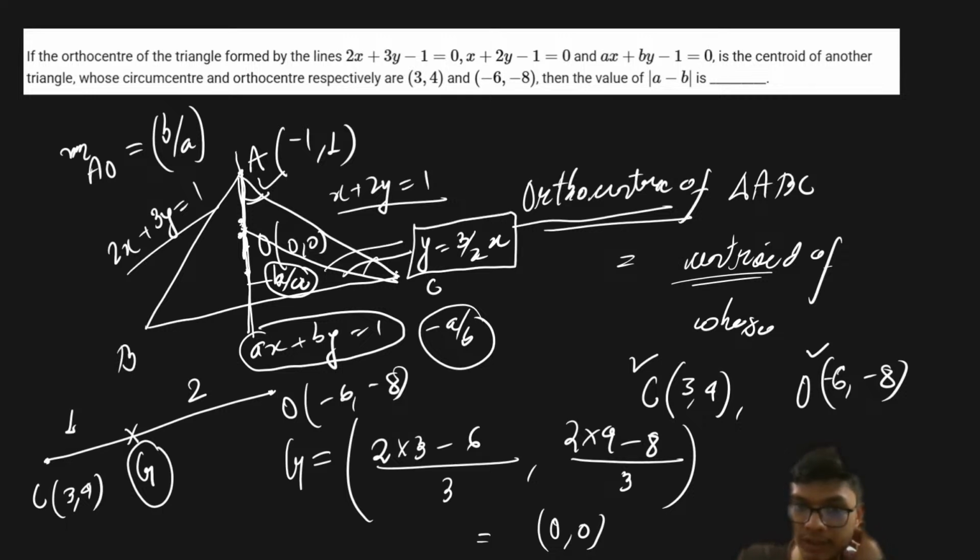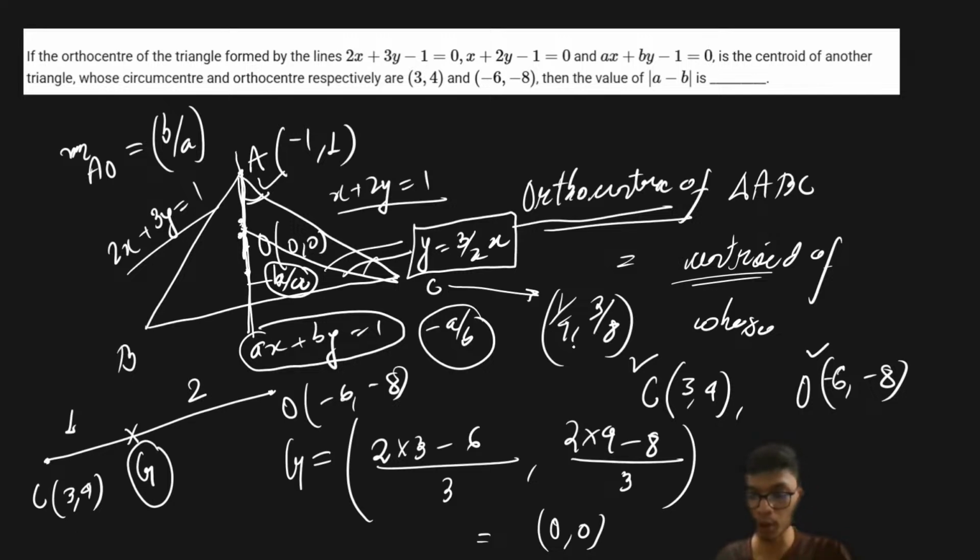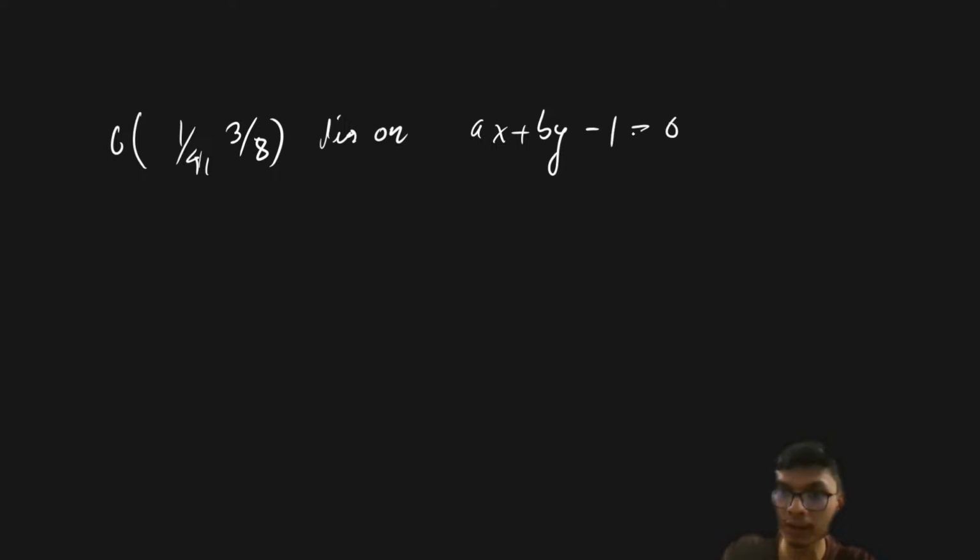Right. So our point C is lying on this particular line x plus 2y equal to 1, and on the intersection with this line y equal to 3x by 2. From here, you'll find that this point C is going to be (1/4, 3/8). Now this particular point C, that is (1/4, 3/8), lies on ax plus by minus 1 equal to 0.